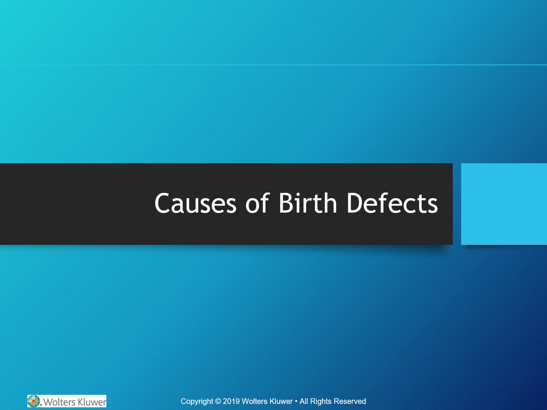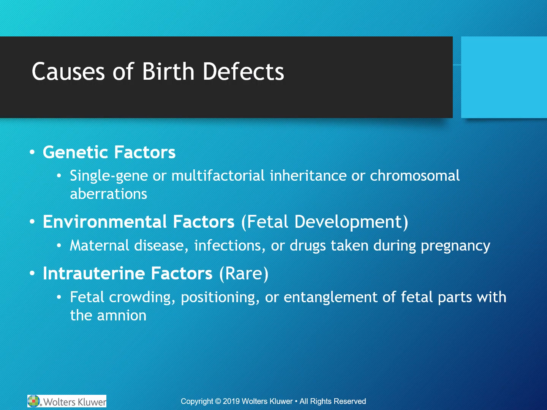Congenital defects are usually caused by three different factors. There are three factors that we want to talk about related to birth defects. Genetic factors, which can be multifactorial, environmental factors, which can impact how the fetus develops, and there are multiple causes for that, and intrauterine factors, which are rare factors that can also contribute to congenital defects, or what we also term as birth defects.